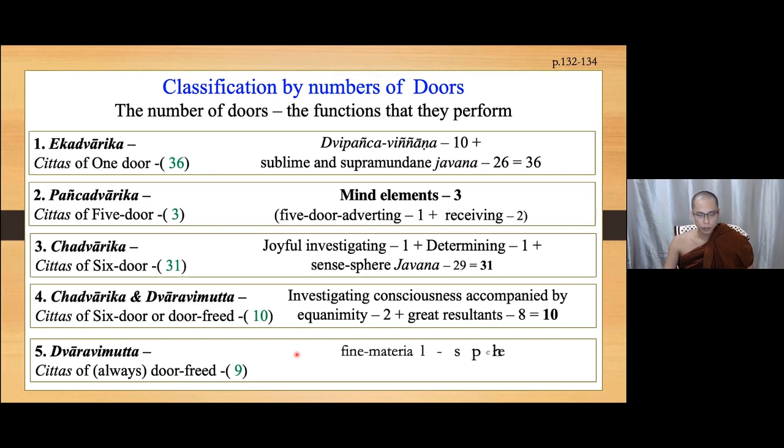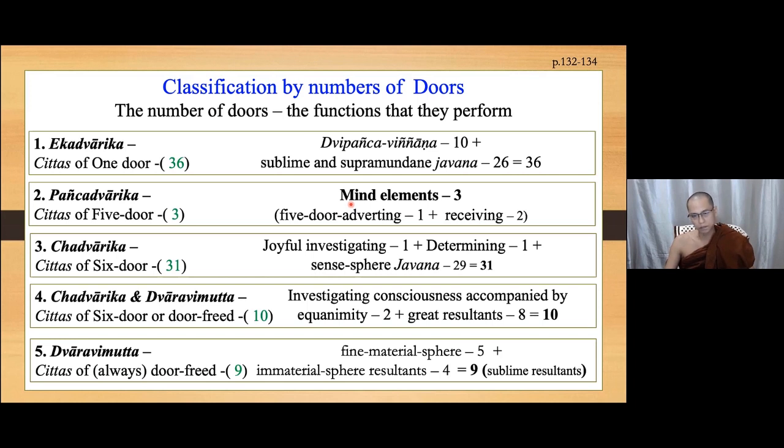Then Dvara Vimutta, the always door free consciousness, are 9. They are 5 material sphere resultant and 5 immaterial sphere resultant. Here we should put the resultant, so altogether we can count the sublime resultant 9. They are totally door-free consciousness. So in this way, we can analyze the consciousness according to the number of doors.